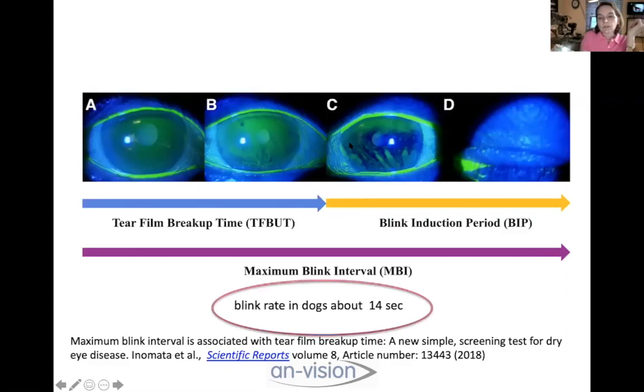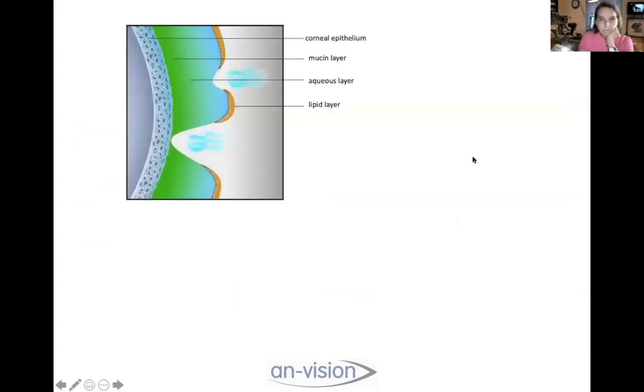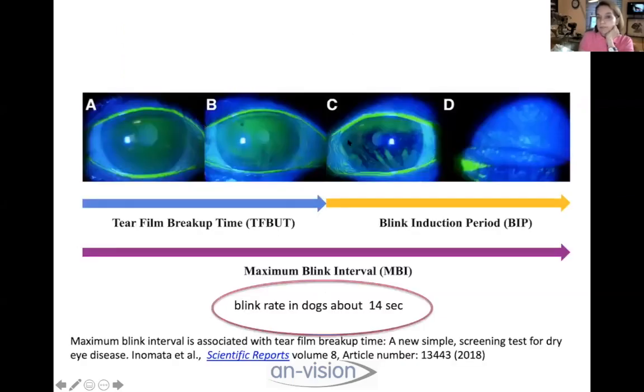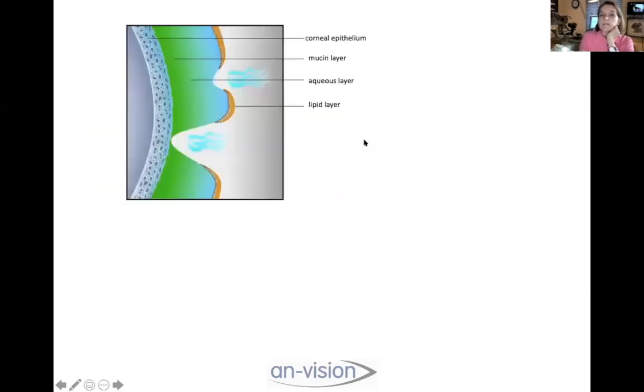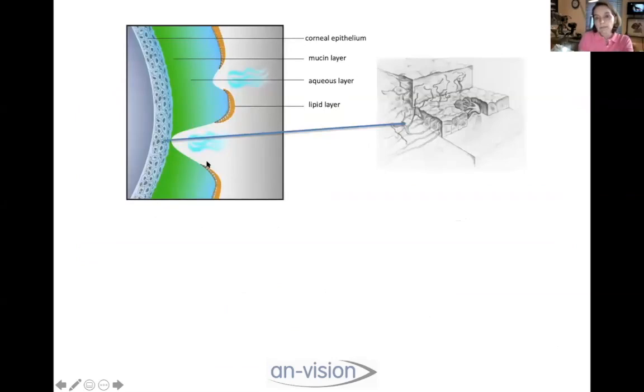And in the dog, the blink rate is about 14 seconds. This is just an average. And this is how the natural function of the lacrimal unit works. So if you have the lipid layer, and you have breaks in the lipid layer, and you have evaporation, what happens is that you have spots where no tear film is. And this is what we just saw, what happens naturally before you blink.